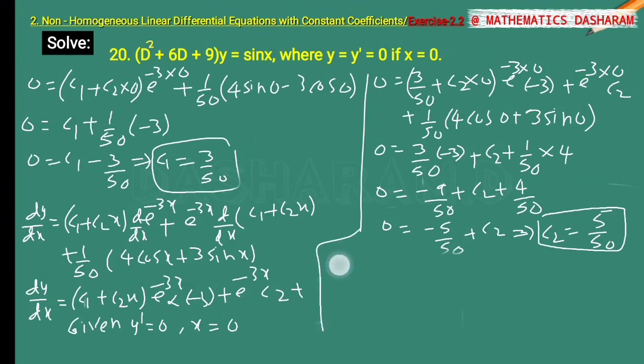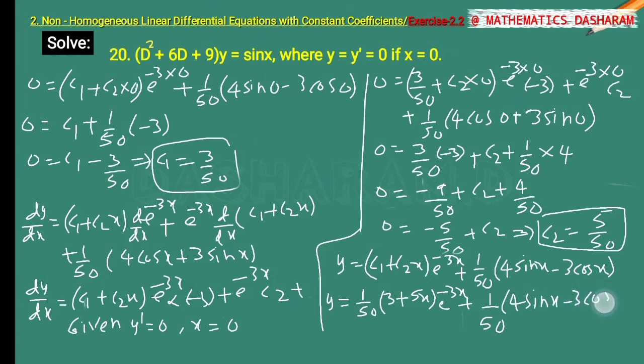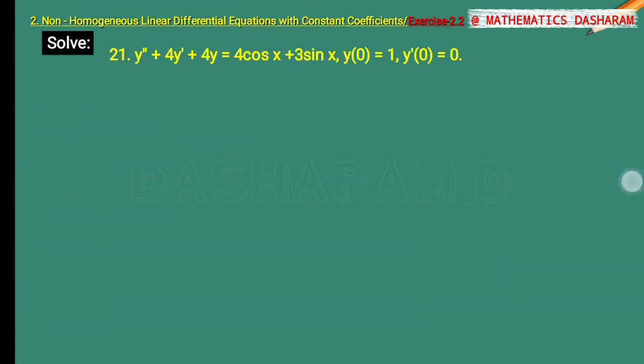Okay, the general solution is y equals, so this is a general solution. In this, substitute the c1 and c2 values. c1 value 3 by 50, c2 value 5 by 50. Then overall we can take the 1 by 50 common. Then c1 is 3, c2 is 5x, e to the power of minus 3x, plus 1 by 50 bracket of 4 sin x minus 3 cos x is our required answer.